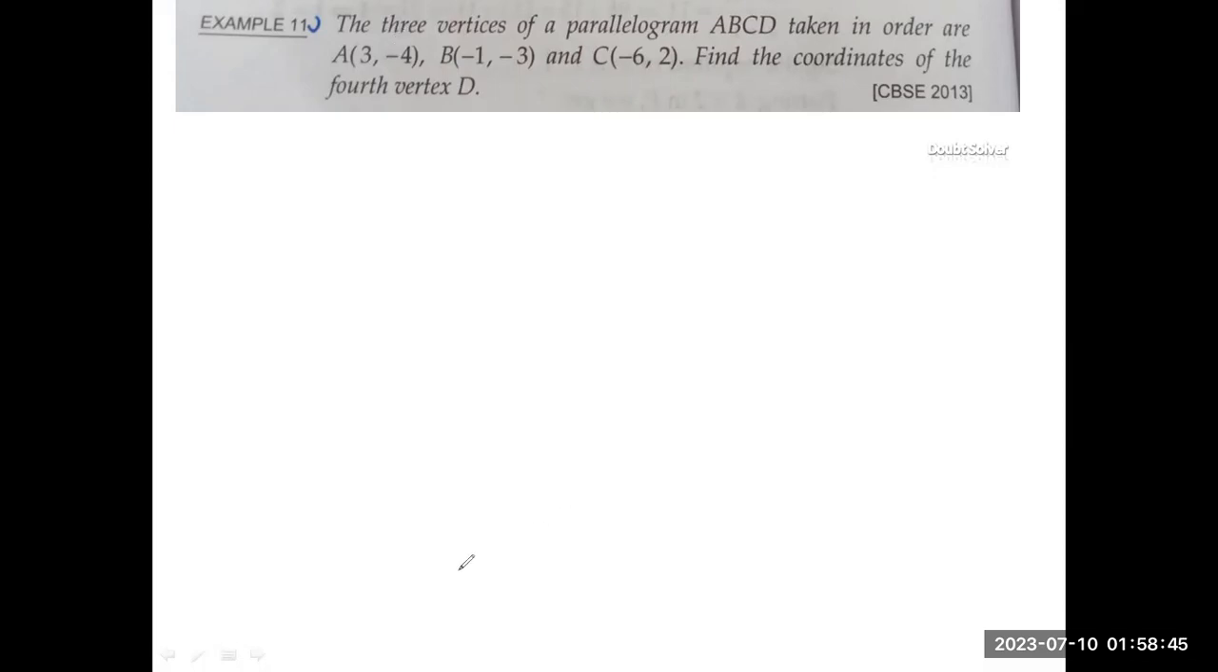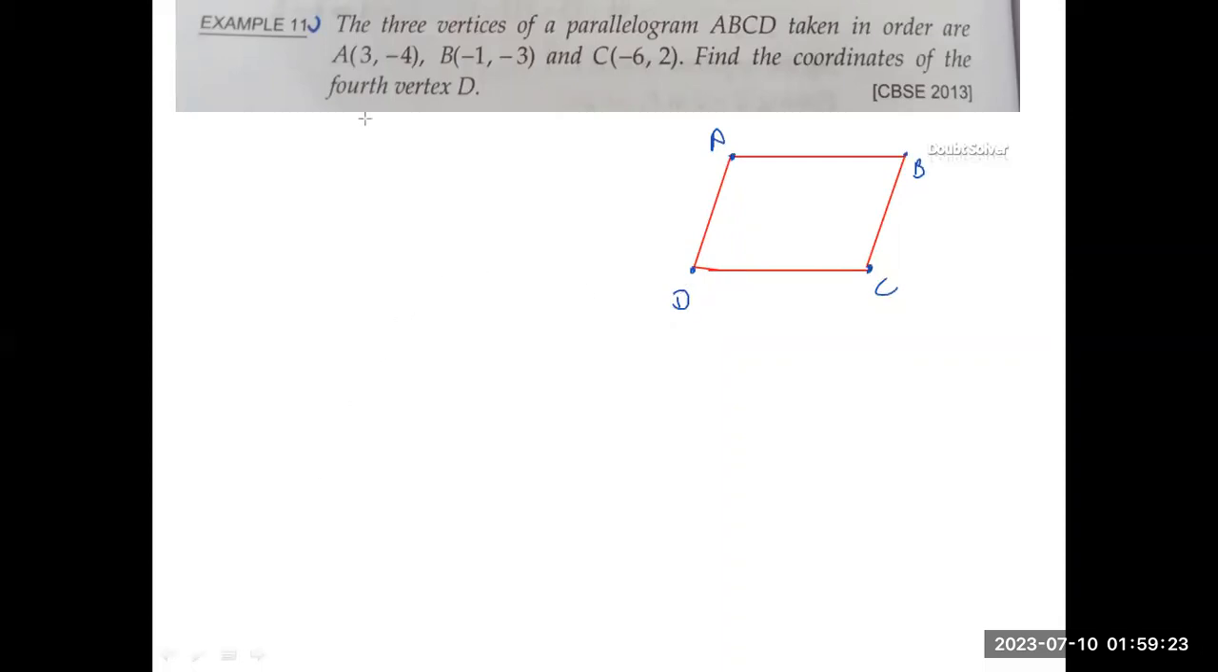So first, let's just draw a parallelogram. A parallelogram is a four-sided figure, or a quadrilateral, having opposite sides equal and parallel as well. So a rough figure I have drawn. I can mention all four vertices as A, B, this is C, and this is D, because the given information is taken in cyclic order, one by one. You can't take A after C.